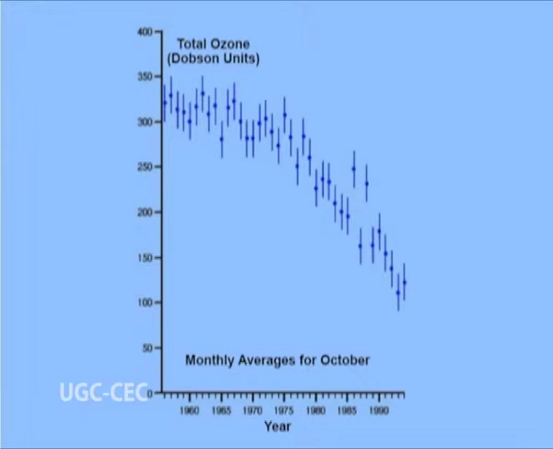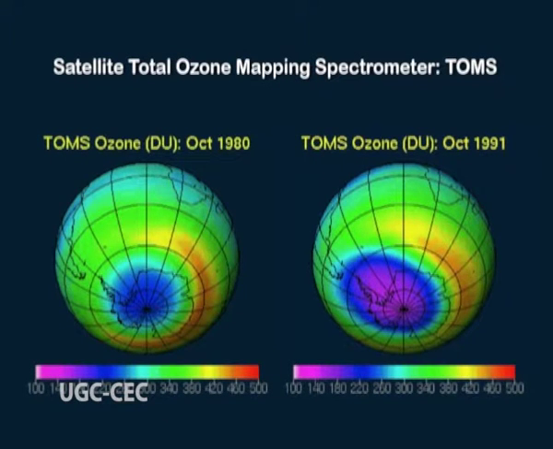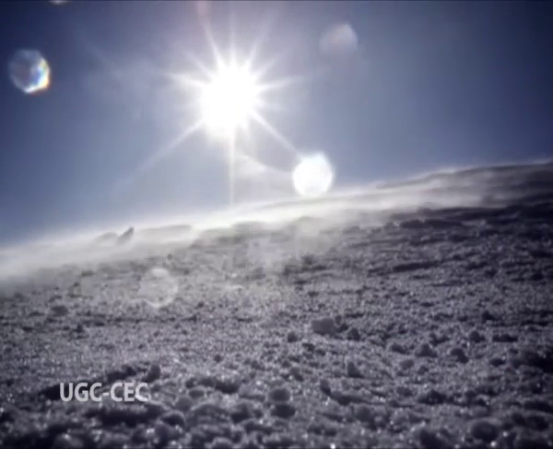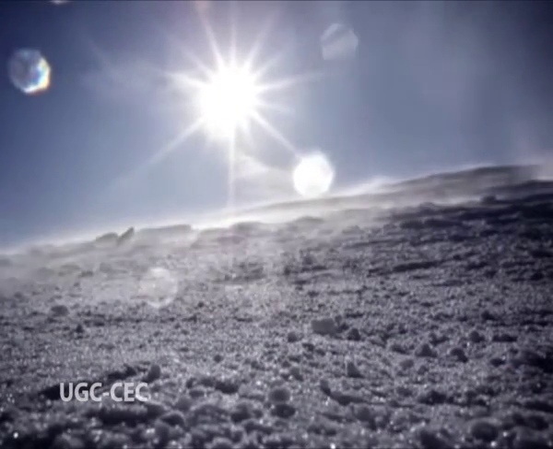Over Antarctica, the measurement of ozone was 220 units in 1980 and 100 units in 1991. Both these measurements showed a lesser amount of ozone than the natural average.